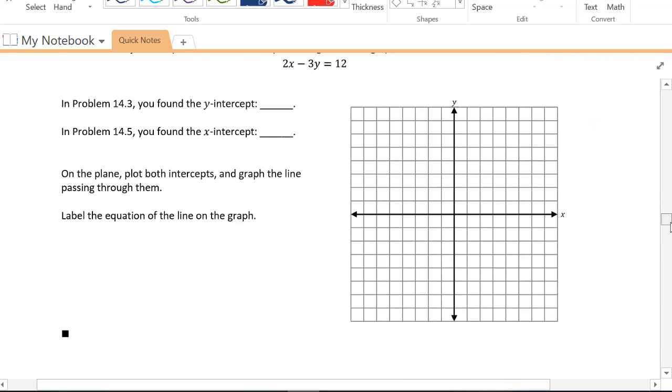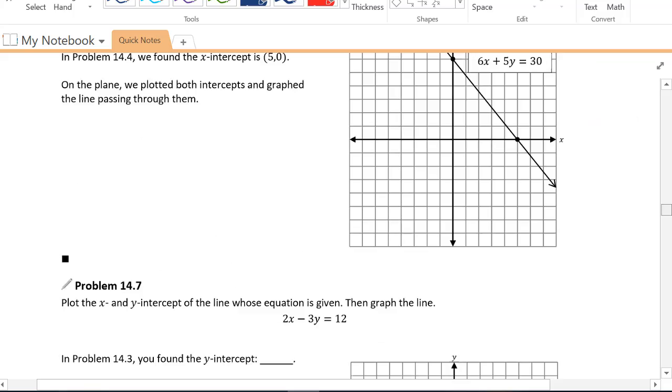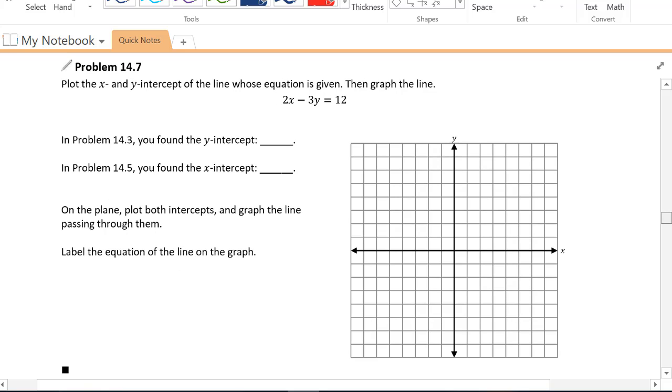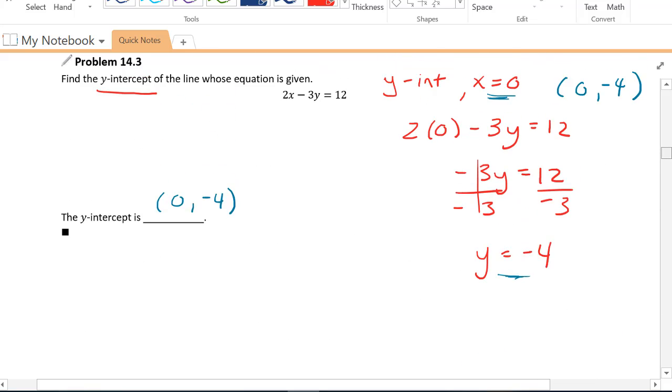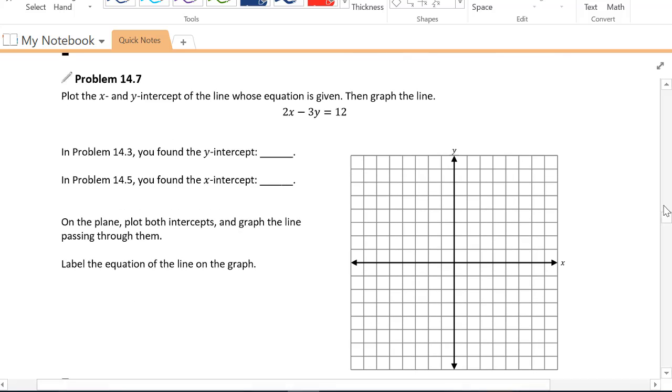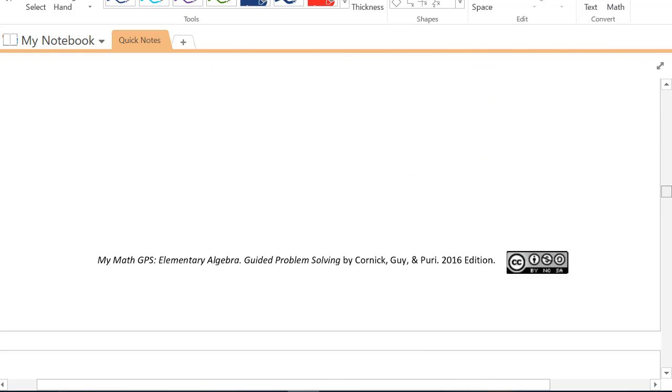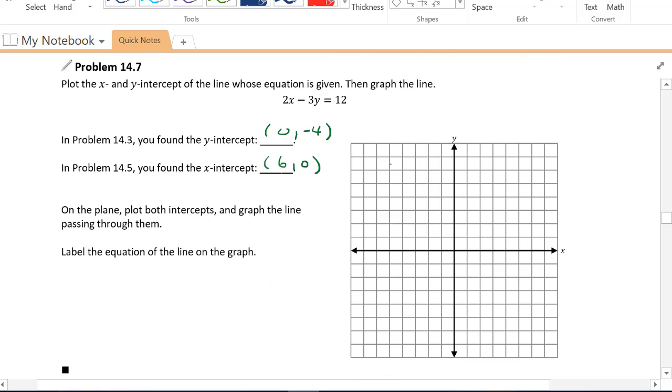Let's look at another one. Here, they want us to graph it. We found the y-intercept. Let's look back again. What was our y-intercept? Our y-intercept was 0, negative 4. And our x-intercept was 6, 0, I believe. Let's double check. Yep, 6, 0. So it wants us to graph and plot the points. Okay, so let's do that. Let me make this a little nicer.